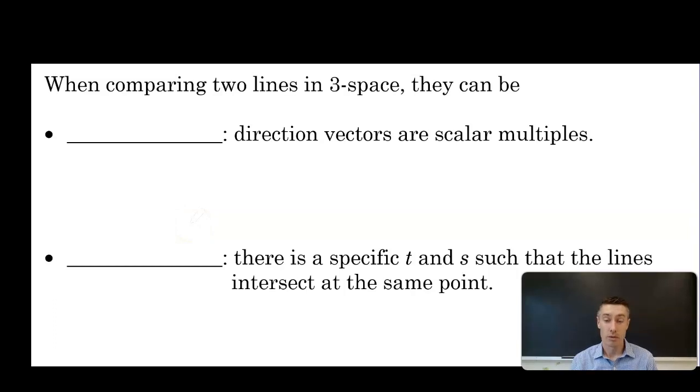When comparing two lines in 3-space, let's step back for a second. In 2 dimensions, if you draw 2 lines, there are 2 outcomes. Either those lines intersect or those lines are parallel. Or I guess the third one would be the lines are the same, which is true in 3-space as well. But let's focus on the cases where the lines are not the same. So if the direction vectors are scalar multiples, that means the 2 lines are parallel. And lines being the same technically fall into the parallel case anyway. The second case, there's a specific t and s such that the lines intersect at the same point. So that means the 2 lines will be intersecting.